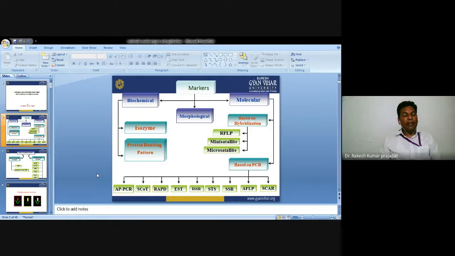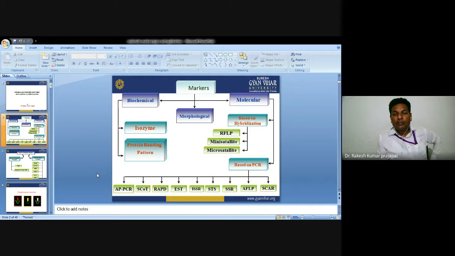A unique banding pattern for a particular trait, for a particular plant or particular species, represents that this protein acts as a biochemical marker for that trait. Isozymes are nothing but different forms of the enzymes. Alcohol dehydrogenase has different forms of the enzyme. Lactate dehydrogenase has six different forms of isozymes. So all these forms act as biochemical markers.